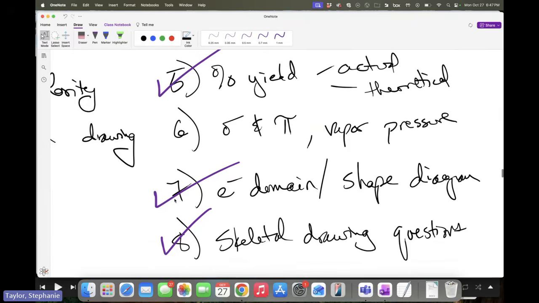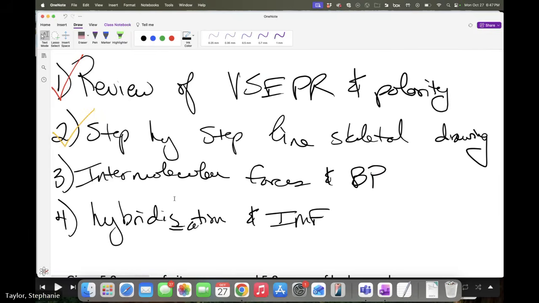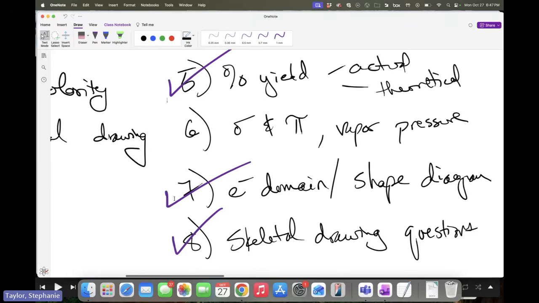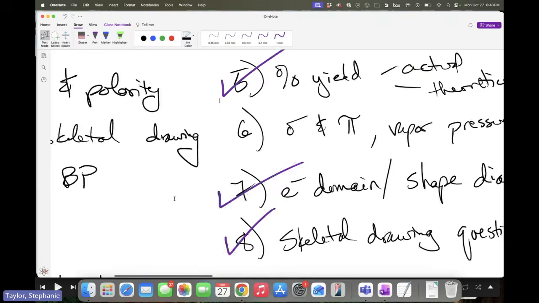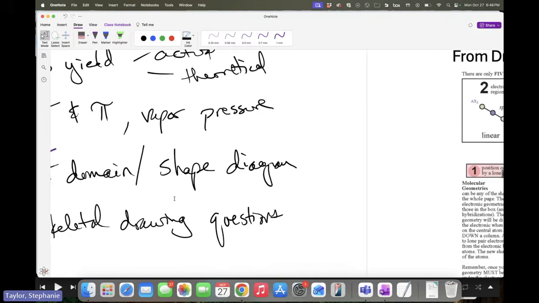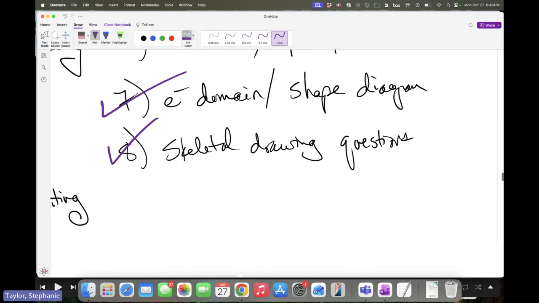Sigma and pi, vapor pressure, intermolecular forces, hybridization, and intermolecular forces. Is everything else intermolecular forces? Just about. Okay, and I have 13 minutes left. Sounds like it's a good time to ask for questions again to see if there's anything else that I should talk about, because once I start intermolecular forces, that takes up a fair amount of time.